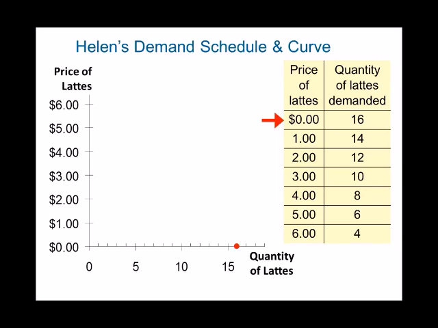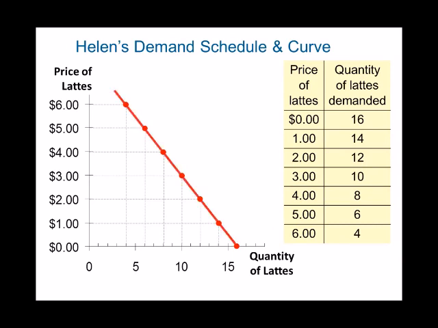So in this case, when the price of a latte is $0, Helen is demanding 16 units of lattes. When price goes up to $1, the quantity demanded is 14. As price goes up to $2, the quantity demanded is 12. If price goes up to $3, quantity demanded is 10. If it's 4, it goes down to 8, sorry. If it's 5, quantity demanded goes down to 6. And if it's $6, the quantity demanded falls to 4.